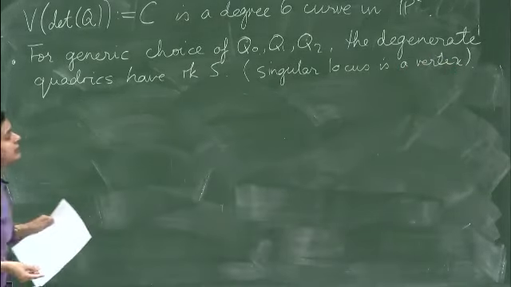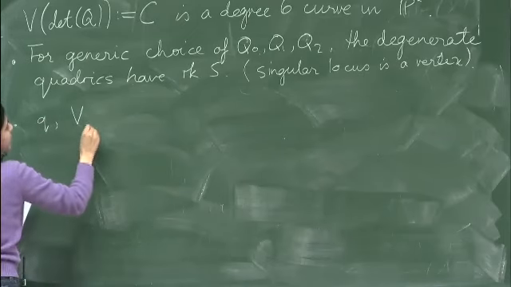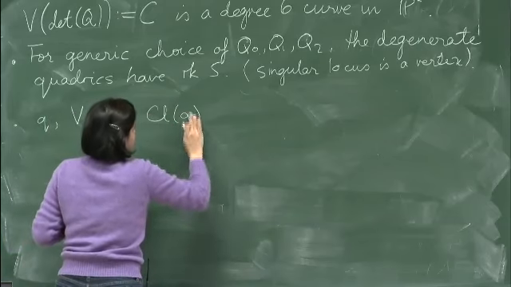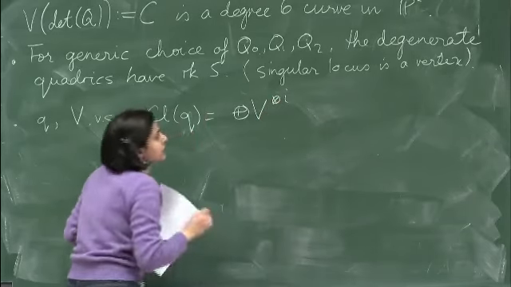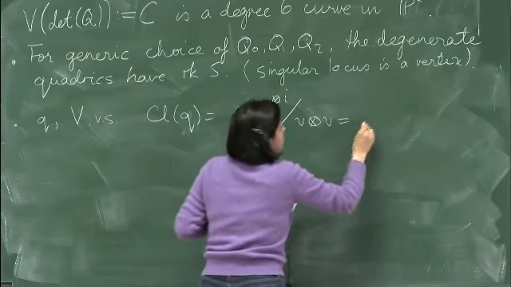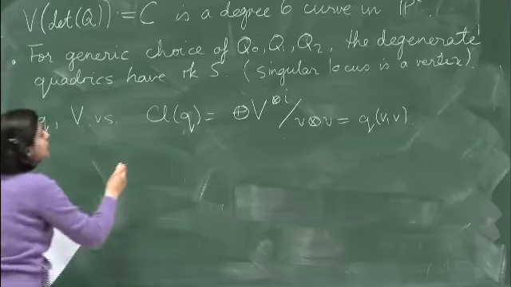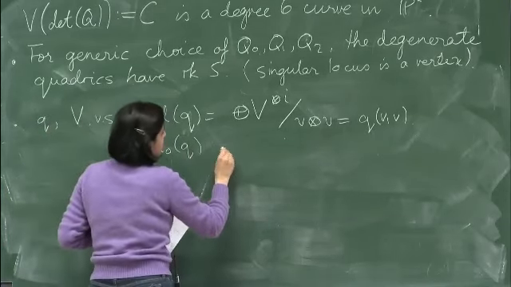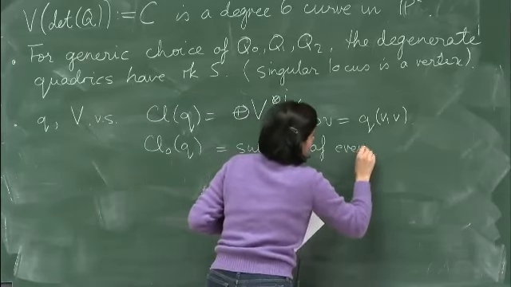Okay, so now once you have a quadratic form Q on, say, V, a vector space, then you can form its Clifford algebra Cl(Q), which is just the direct sum of tensor powers of the vector space, modulo the relation v tensor v equals Q(v). Now the even degree terms form a subalgebra which we call the even Clifford subalgebra. So this is the subalgebra of even degree terms.